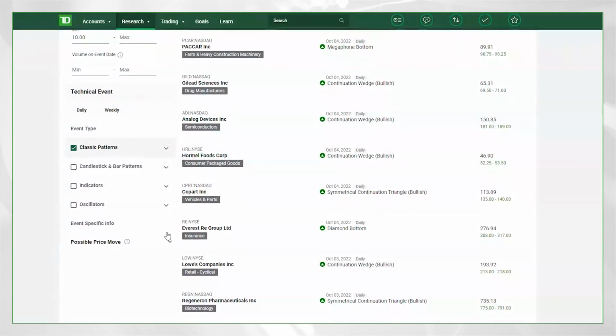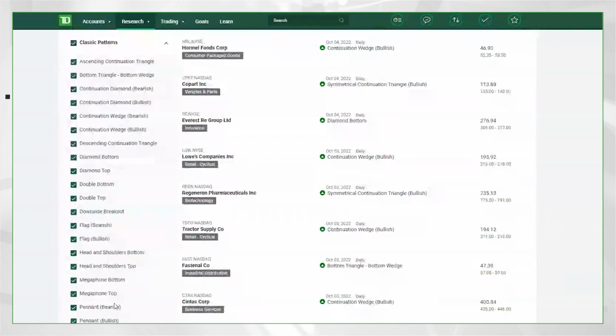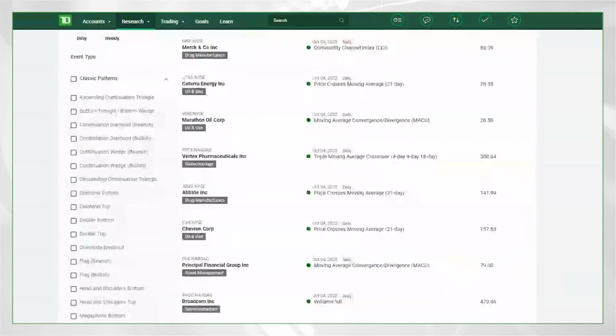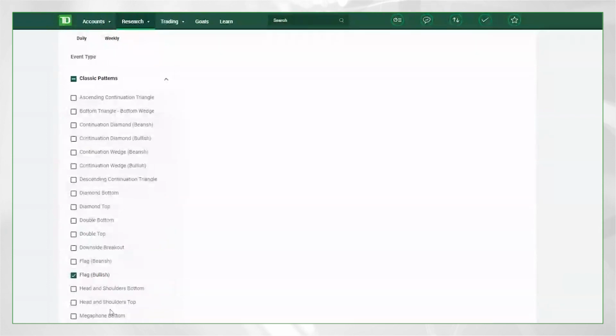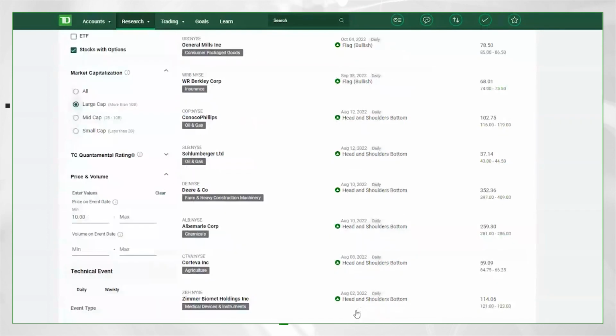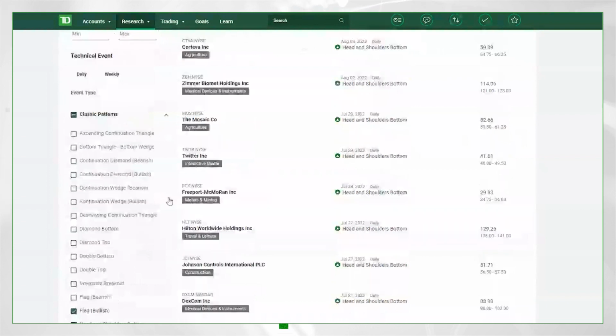But maybe you only care about a handful of patterns. You can now filter for any type of pattern you want, or only one type. So I can click them all off and then select, maybe I only care about what we just looked at before, a bullish flag, and a head and shoulders bottom pattern. And you can see now we're getting only those results. And again, you can combine it with other indicators as well.